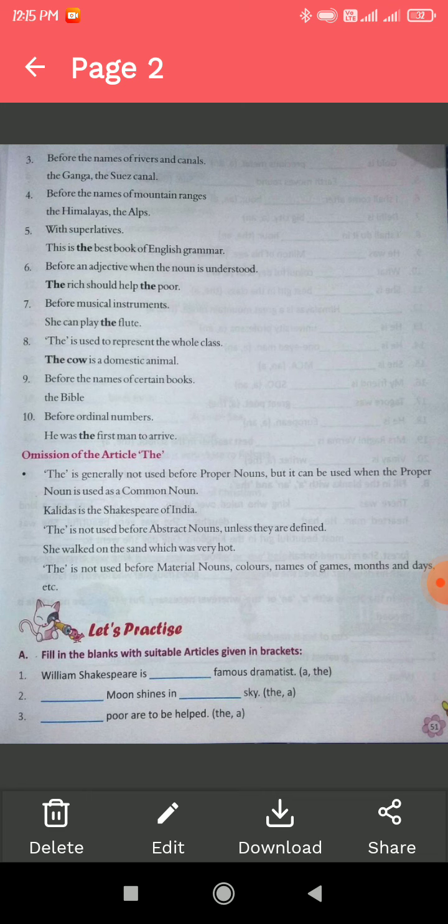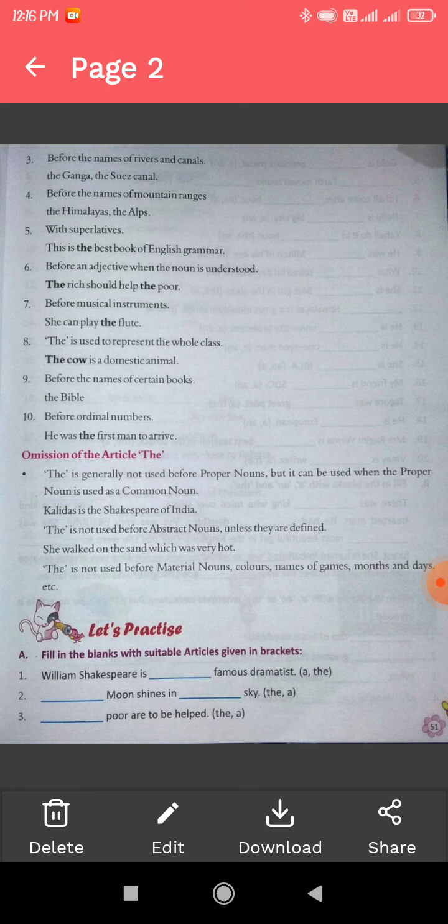Point number 7. It says before musical instruments. We must use the article the before saying the name of a musical instrument. So many musical instruments are there. We know that flute, harmonium, guitar, sitar. For all these instruments we must use the article the before taking the name of any musical instrument. Example, she can play the flute. I like playing the guitar.